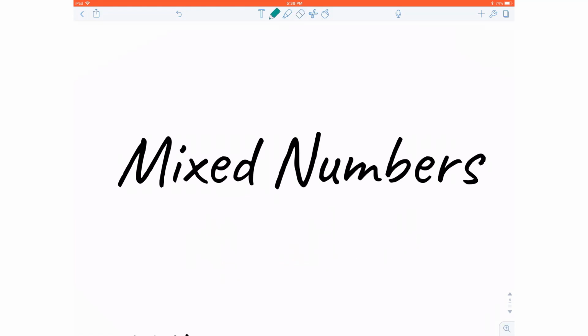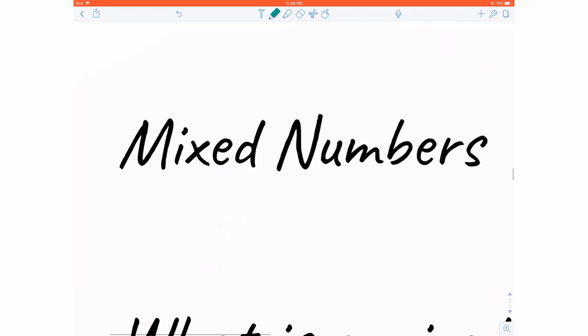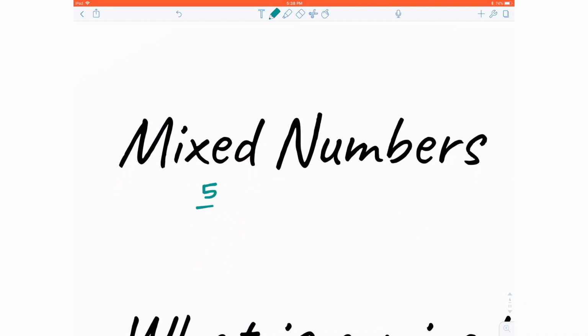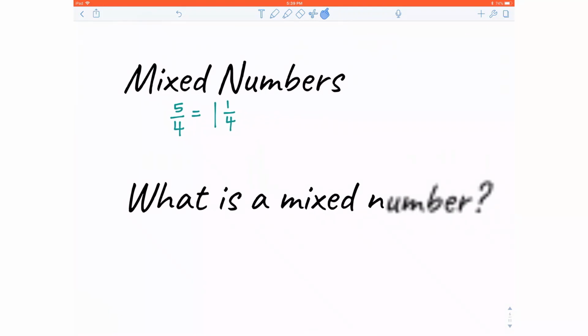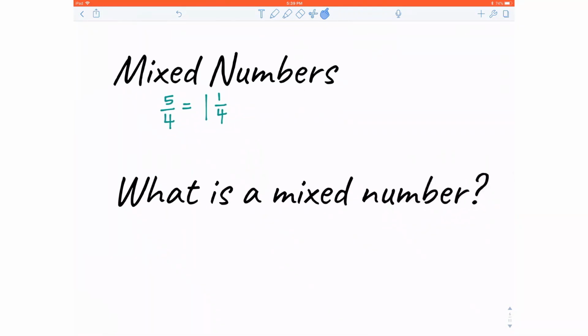Now mixed numbers come from improper fractions. So we have something like 5 over 4. This is 1 and 1/4. That's where it comes from. These two things equal each other. So how do we switch between an improper fraction and a mixed number? Well, I'll show you. What we do is a simple division problem, okay?